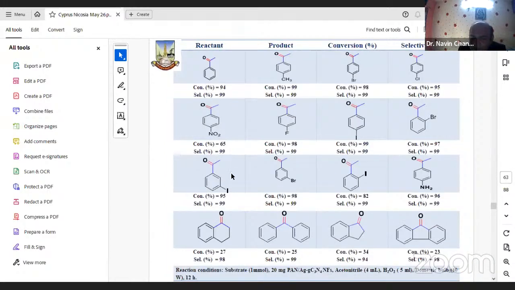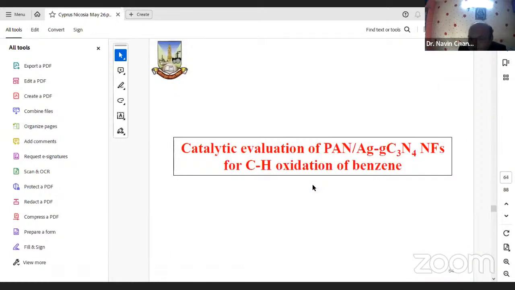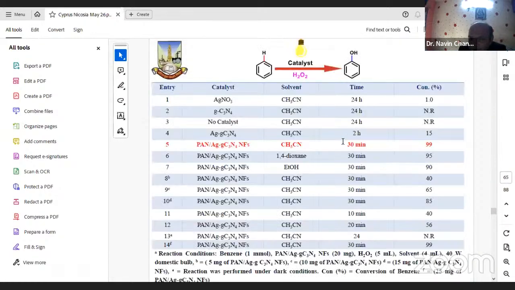These are the different derivatives. These are the reactants we have used. These are the different products we have obtained. Conversion and the selectivity. CH oxidation of benzene, 30 minutes reaction, 99% conversion. Benzene to phenol, complete conversion, 99%.